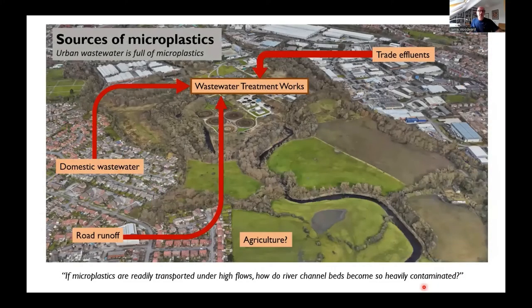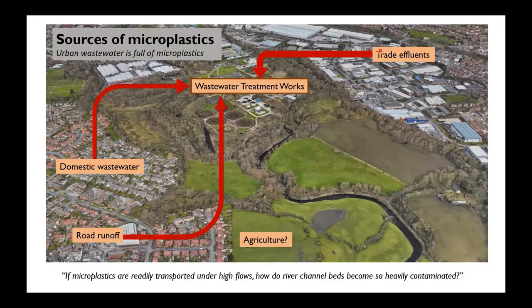Now, after that project, and we published that work, we started thinking about, well, where are these microplastics coming from? We know that if microplastics are easily transported under flood flows or high flows, how did the river channel beds become so heavily contaminated in the first place? It's well known that urban wastewater is full of microplastics. Microplastics come from domestic sources, from road runoff, from industry, from trade effluents, possibly also from agriculture.